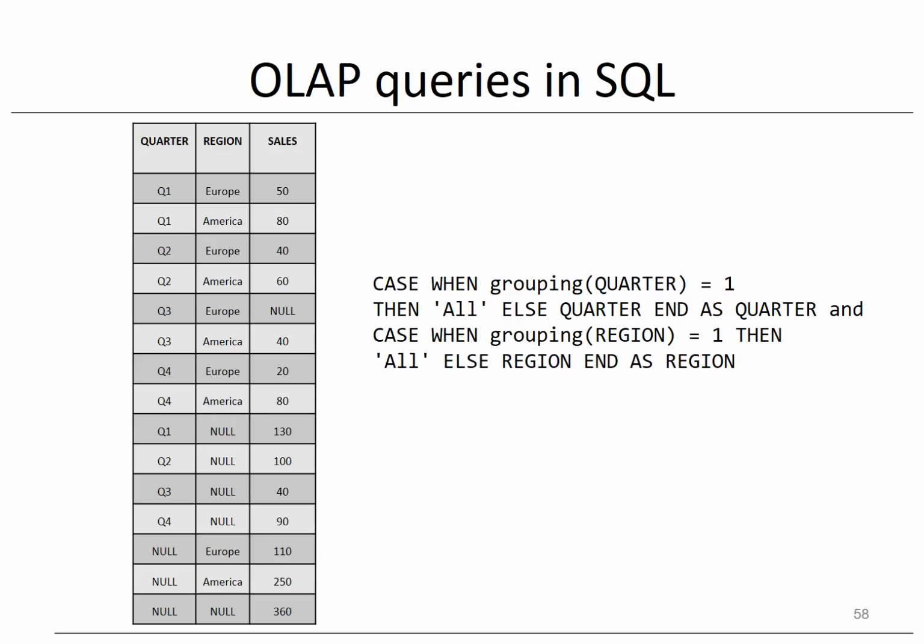Here you can see those 15 tuples. Null values have been added in the dimension columns quarter and region to indicate the aggregation that took place. They can be easily replaced by the more meaningful all if desired. More specifically, we can add the statement to the right of my slide to the select clause of the SQL query.